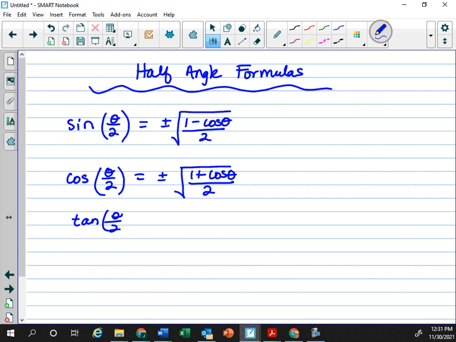All right, then tangent of theta over 2. It is 1 minus cosine of theta over 1 plus cosine of theta. That makes sense, because tangent is sine over cosine, right?